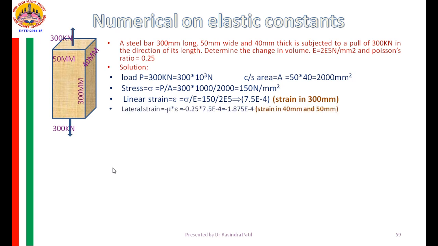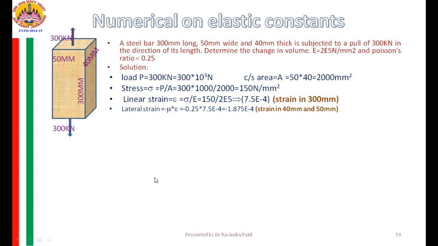Lateral strain is equal to minus. Why this minus is coming? This strain is perpendicular to the strain of 300 mm. Therefore, lateral strain is in the direction of 40 and 50 mm.